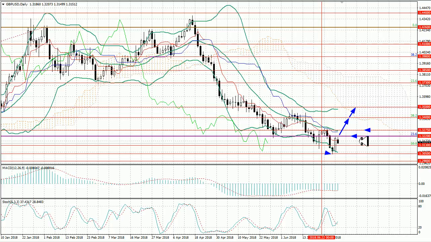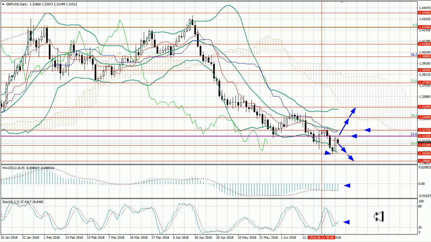Otherwise, the decline to 1.3050 and 1.2980 may continue. Technical indicators show growth. A MACD histogram is reducing in the negative zone and Stochastic is reversing upwards.